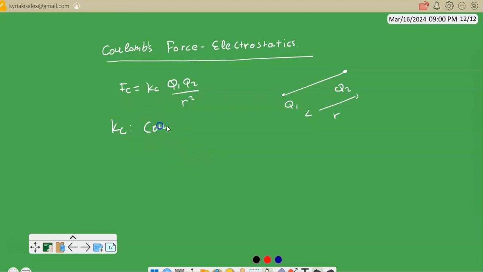This is Coulomb's constant, and the measurement here is Newton times square meter divided by Coulomb squared. Q1 and Q2 are the two electric charges in Coulomb, and R is the distance between the charges.